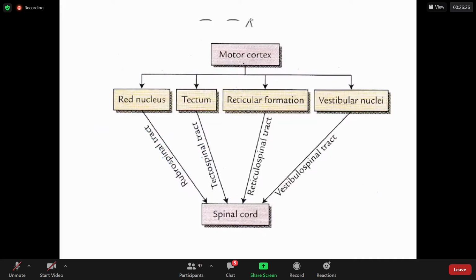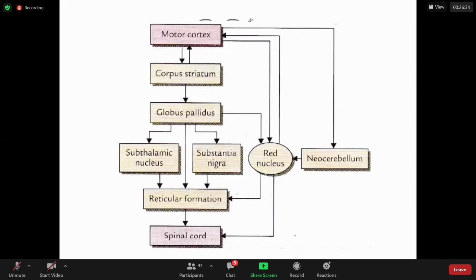Of the extrapyramidal tracts, none of them cross at the pyramid of the medulla oblongata. Now let's see these in a bit more detail. There are so many other parts, but we are going to show you that. From the motor cortex, they are not going straight to the spinal cord. Instead, they are going to the red nucleus.